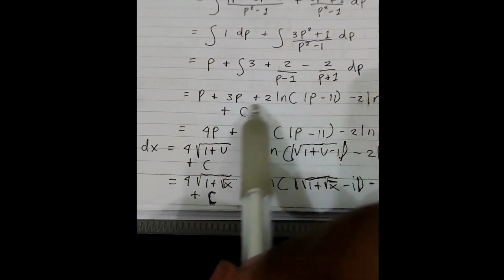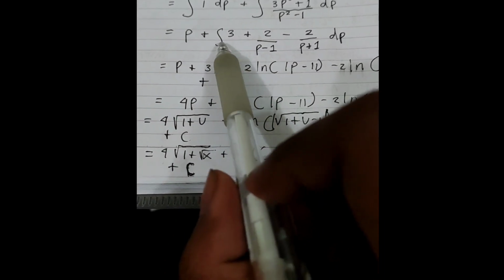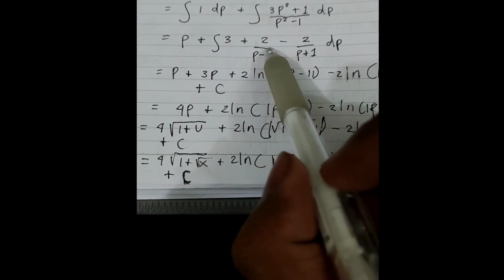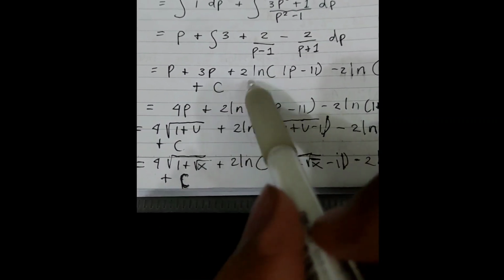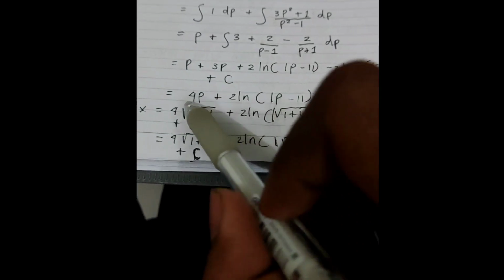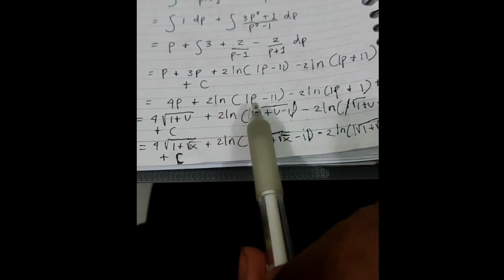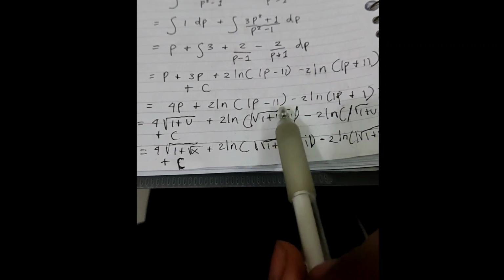After we got this, we just simplify this, the integral of 3. Every number that is over something, it's a ln, right? The integral is a ln, so that's why p plus 3p plus 2 ln of the absolute value of p minus 1, minus 2 ln of the absolute value of p plus 1 plus c, because it was an indefinite integral. It's equal to 4p plus 2 natural log of the absolute value of p minus 1 minus 2 natural log of the absolute value of p plus 1 plus c.